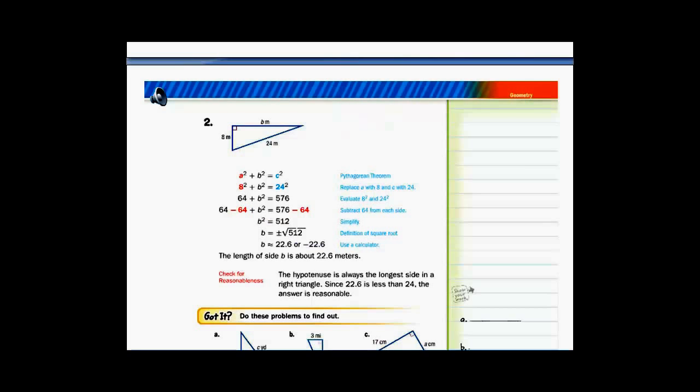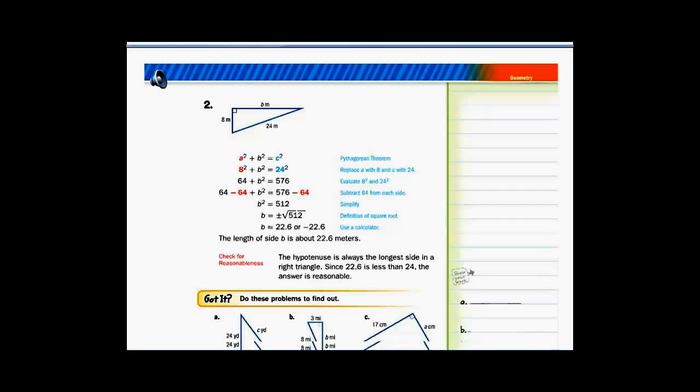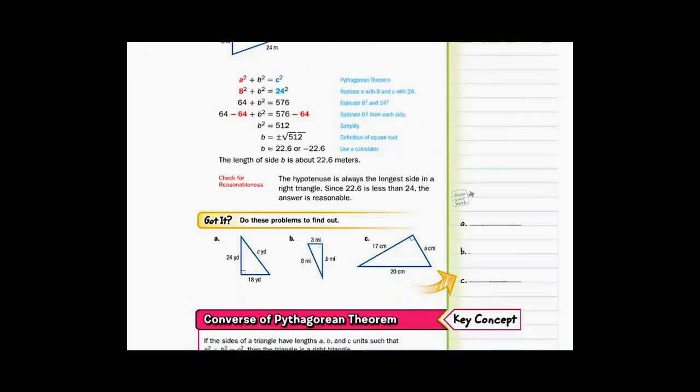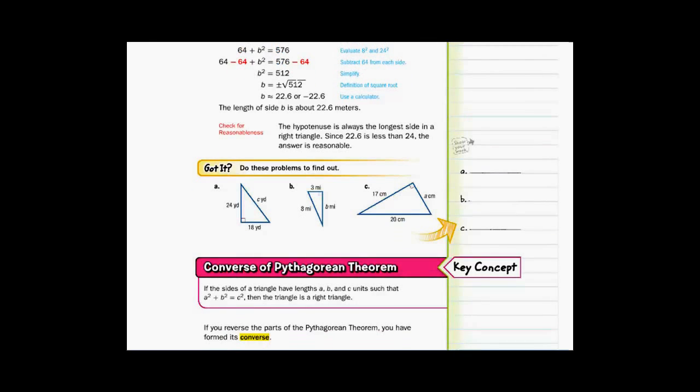Okay. Going on here to A, B, and C, I want you to pause them, and then we'll come back and I'll tell you what the answers are for those. So for A, you are looking for the hypotenuse. You are looking for c squared, and that comes out to be 30 yards. Always try and put the label on it when you can.